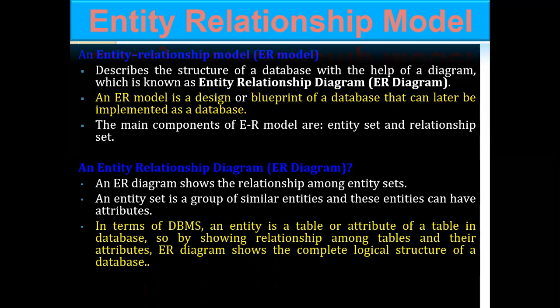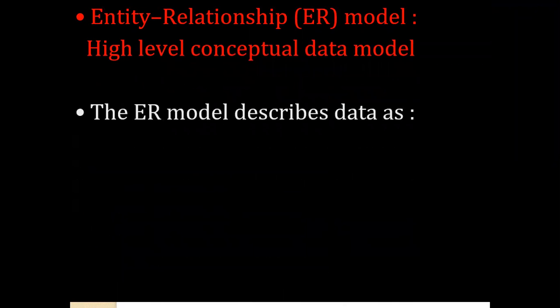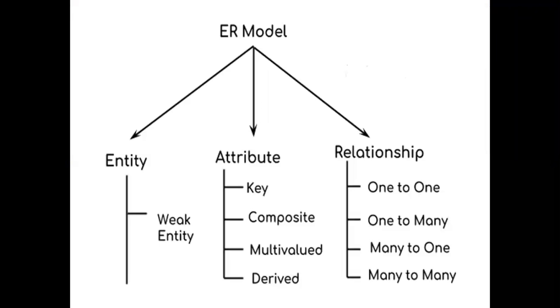And this collection of entity sets with their attributes will give us a complete logical structure of the database in the form of an ER diagram. Now we'll learn each and every component of the ER diagram in detail. It mainly describes entities, attributes and relationships. So there are mainly three components: entity, attribute and relationship.